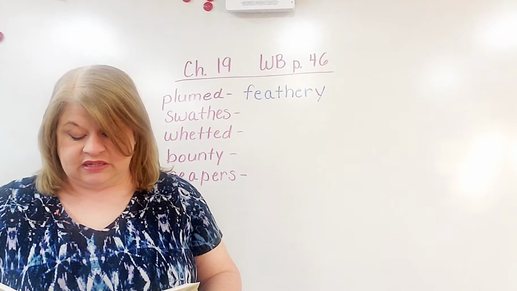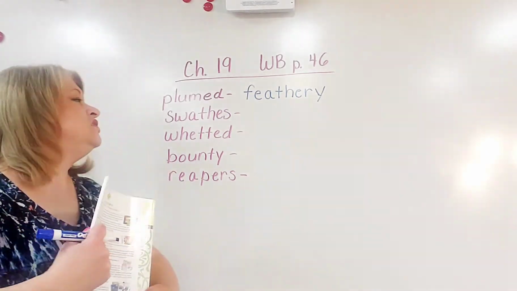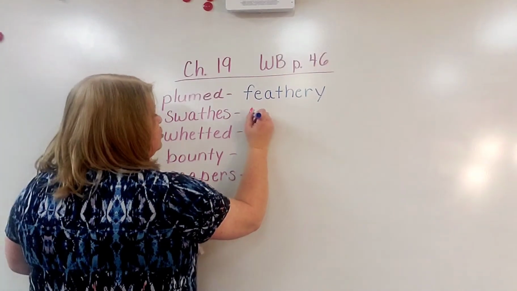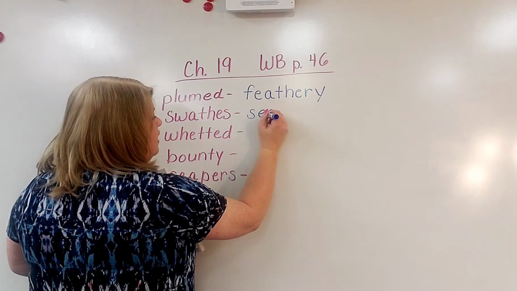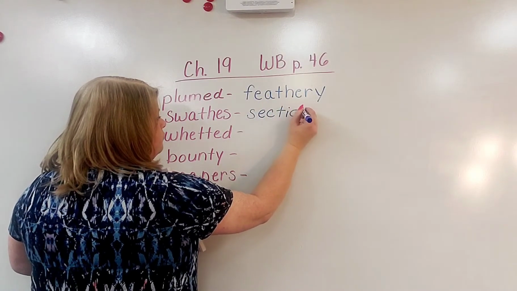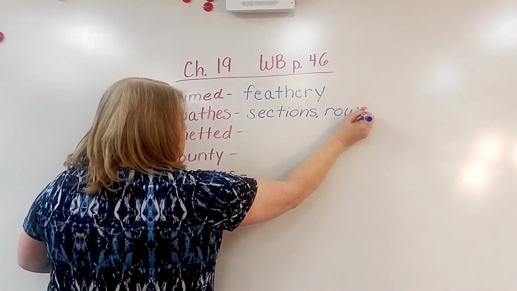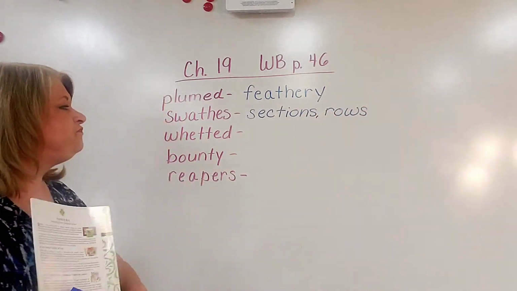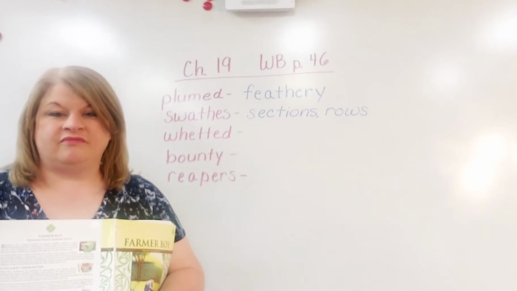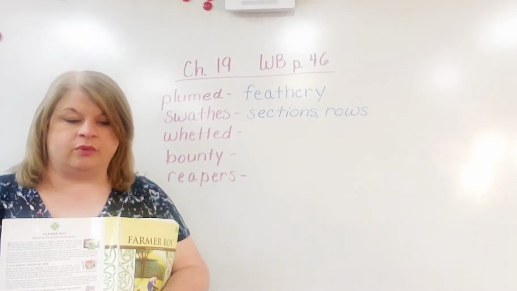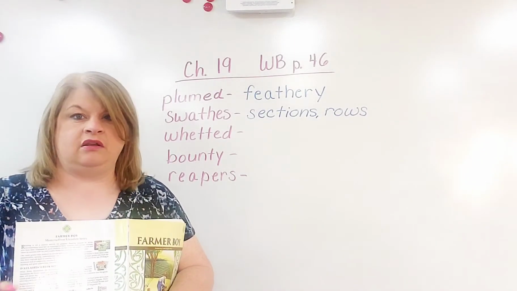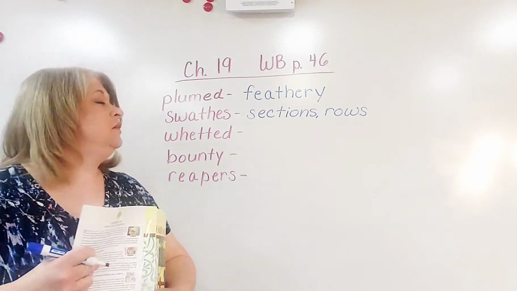Number 2, and the plumed Timothy fell in great swaths. Oh, it's the same sentence. Swaths are sections or rows. Write that in, please. Sections, rows. Swaths are sections or rows, different sections in the garden where it was growing.